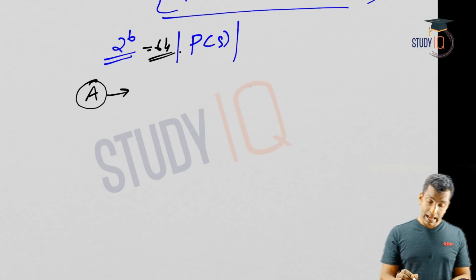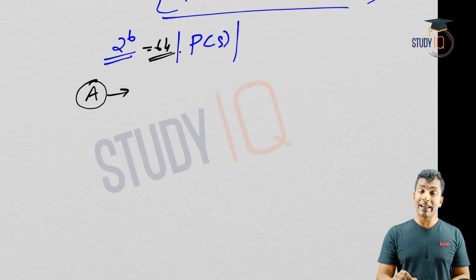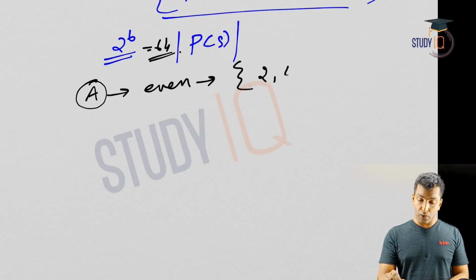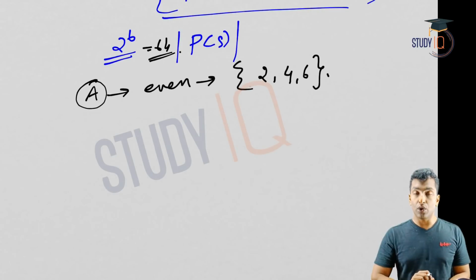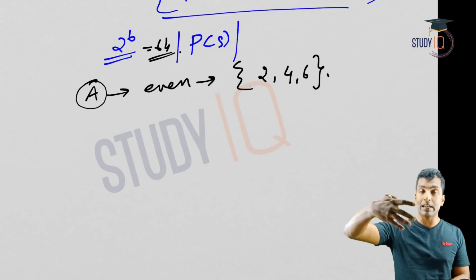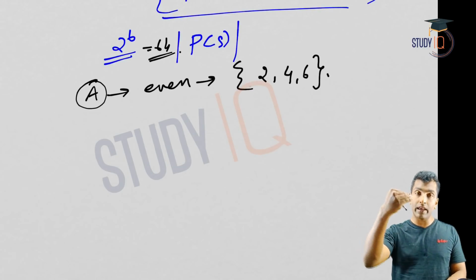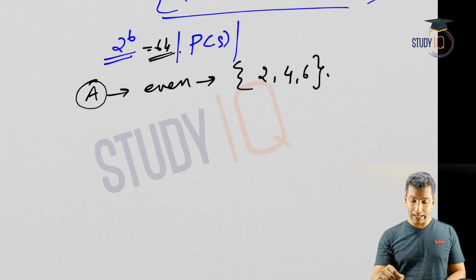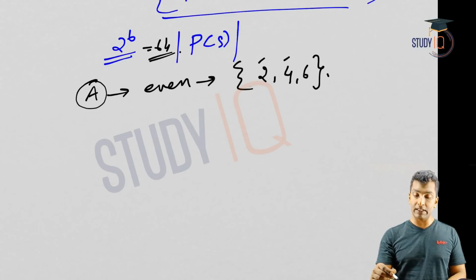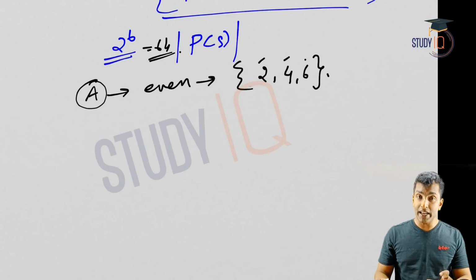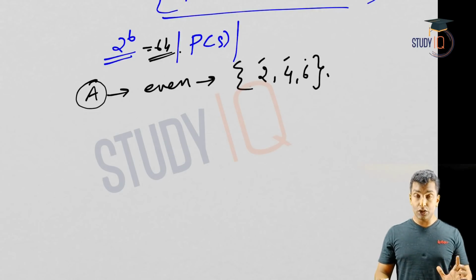A is the event where you are getting an even number when you roll the die. So what are they? You will get 2, 4, 6. What are the elementary events favorable to event A? 2, 4, 6. You can see 2 is an elementary event, 4 is an elementary event, 6 is an elementary event. So the elementary events favorable to A are 2, 4, 6.